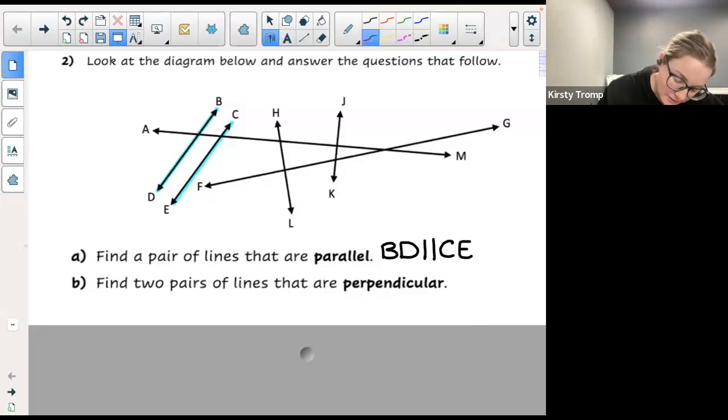It would be HL and AM. So I've got definitely HL. I definitely agree with you, HL. Oh wait, no, FG. Well done. So I'm going to say HL is perpendicular to FG. So there's one pair. Well done. All right. Well done, Ma.